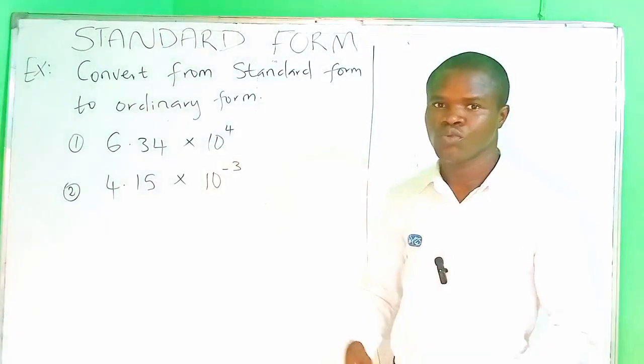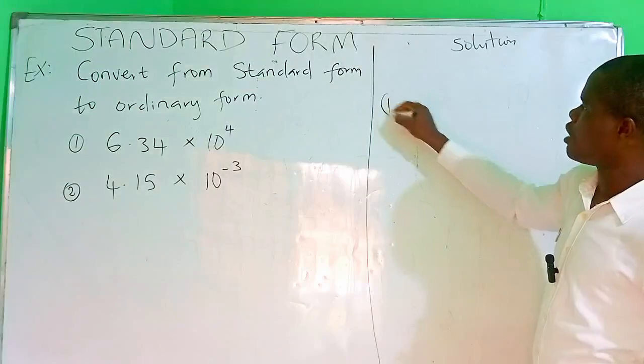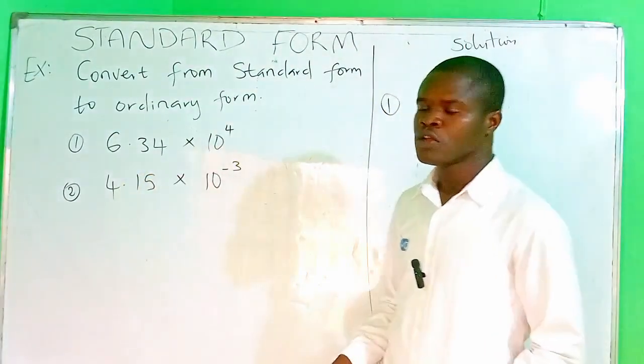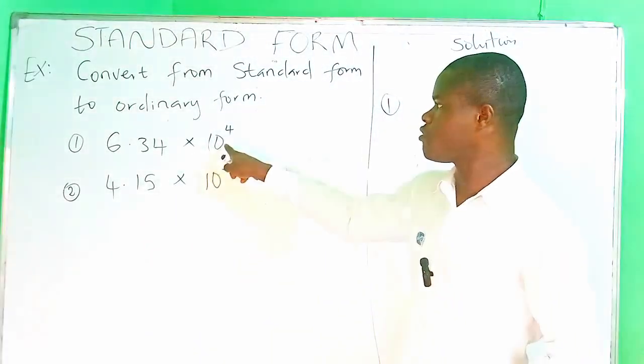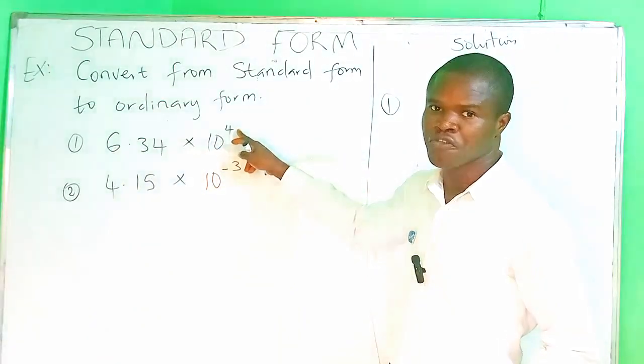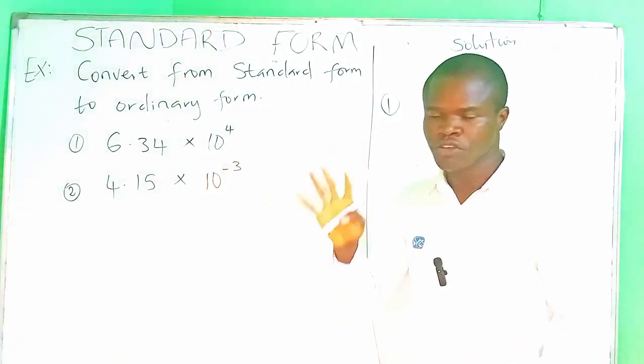So in this case, we are asked to convert from standard form to ordinary form. Number 1, we are given 6.34 times 10 raised to power 4. So what this simply means is for us to multiply 6.34 with 10 raised to power 4. And 10 raised to power 4 means 1 with 4 zeros.